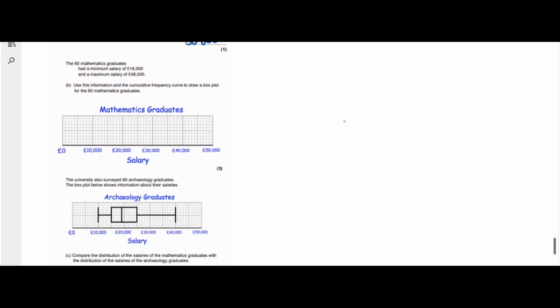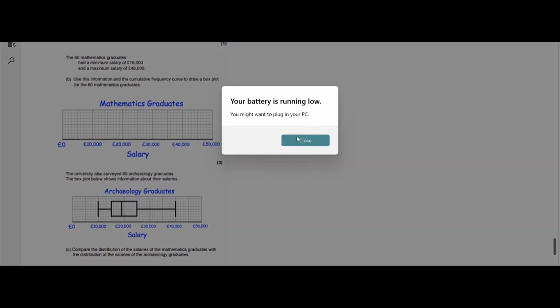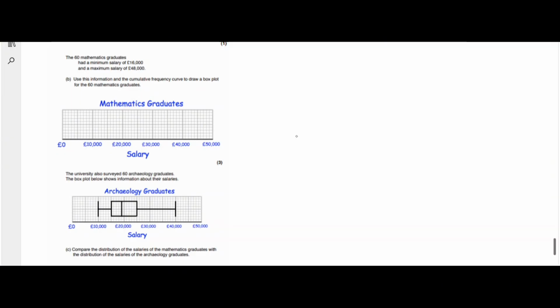Now this one leads on to a box plot question. The 60 mathematics graduates had a minimum salary of 16 and a maximum salary of 48. This is related to the cumulative frequency graph. Use this information and the cumulative frequency graph to draw a box plot. Well, we've already used the graph above anyway to get the median.